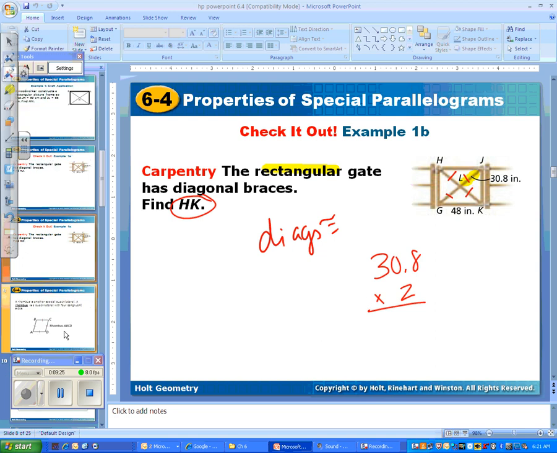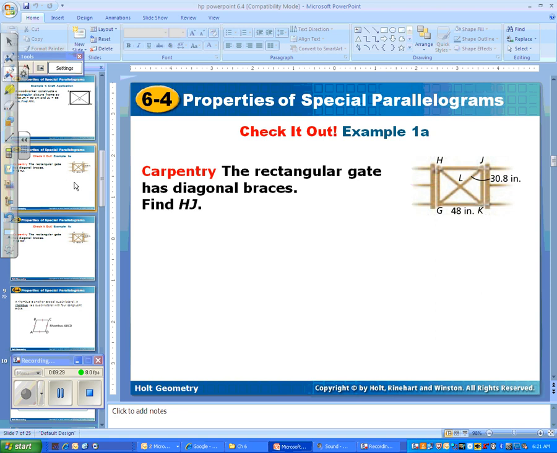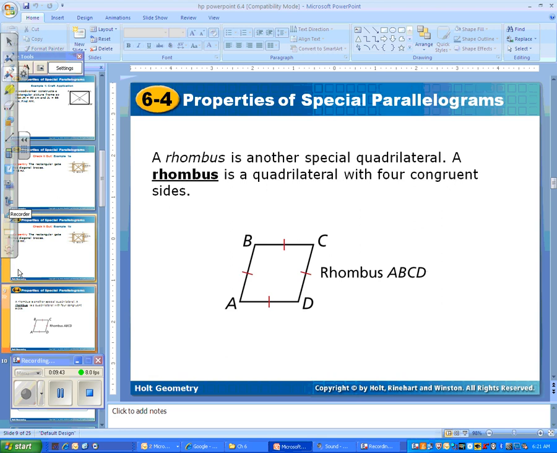All right. Let's see if there's any other ones. Let's hit this one. This one's really basic. This one they want you to find HJ. We know that that's an opposite side. Opposite sides are congruent since it's a parallelogram, so your answer would be 48. All right. Now we're getting to some rhombus questions.